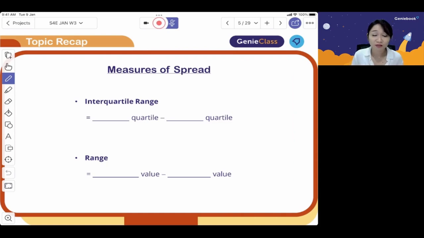And then the next set of key values we learned about is the interquartile range. Is everyone able to hear me well? To calculate the interquartile range, we take the upper quartile value minus the lower quartile value. And for range, we take the highest value, or the largest value, minus the lowest value. Any questions here? These are just the definitions that we learned from last week. I hope all of you are clear with this.